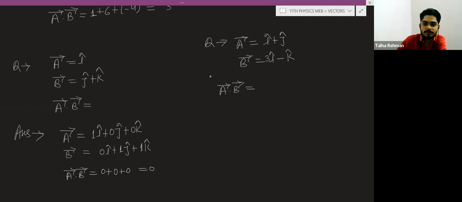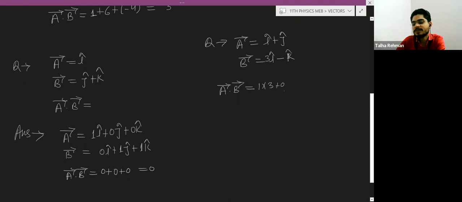Okay, I am solving now. See here. Okay, checking. Here is i cap, coefficient of i cap is 1, here coefficient of i cap is 3, so 1 into 3. Here coefficient of j cap is 1, here the coefficient of j cap is 0. Here coefficient of k cap is 0, here coefficient of k cap is minus 1, so 0 minus 1 is 0.